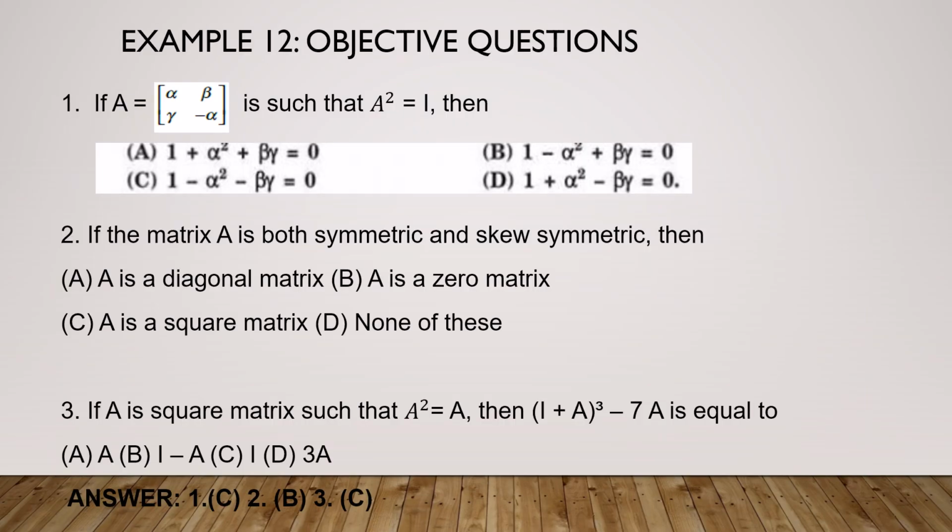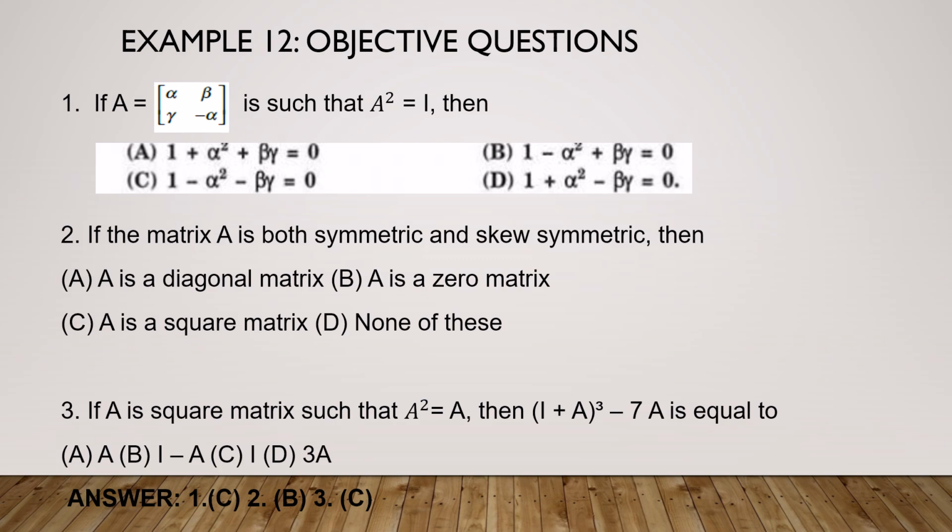Now some objective type of questions. Answers are already given. Suppose you have a matrix A which has elements alpha, beta, gamma and minus alpha, such that A square, meaning A into A, is equal to identity matrix I. Then which of the following equations would be true? Just multiply A with A. So you will get the equation 1 minus alpha square minus beta into gamma is equal to 0. This equation would be true. So option C is correct.